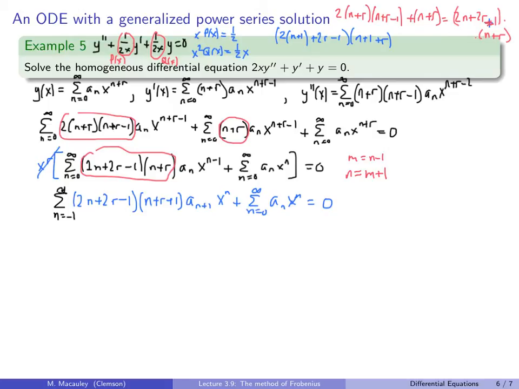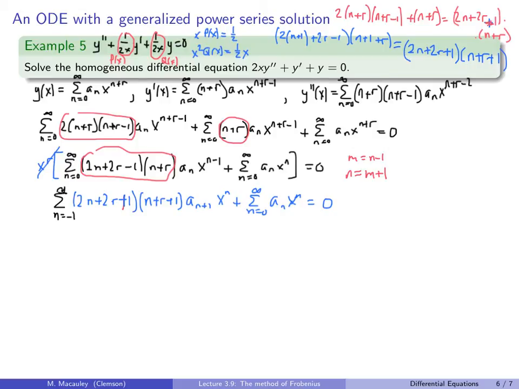Oh, I know what it is. Yes, here we go. So this thing here should be a plus right there, and let's show why that is. This thing here is 2n plus 2r plus 2 minus 1, which is plus 1, times n plus r plus 1, right? Yeah, there we go. So that should be a plus. Something did not look right.